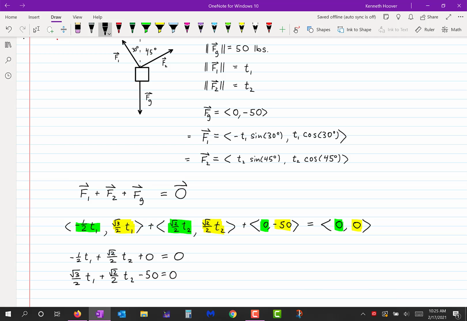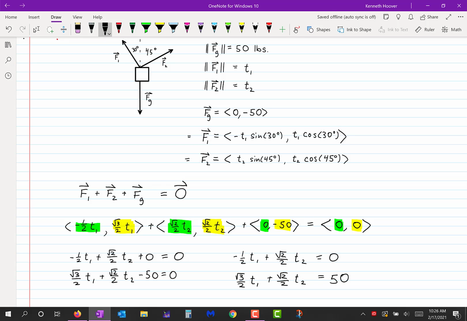Okay, let's simplify that. So we have negative 1/2 T1 plus root 2 over 2 T2 equals 0. And root 3 over 2 T1 plus root 2 over 2 T2 equals 50. Now, anybody should be able to solve that. This is a college algebra problem, right? A system of two equations.